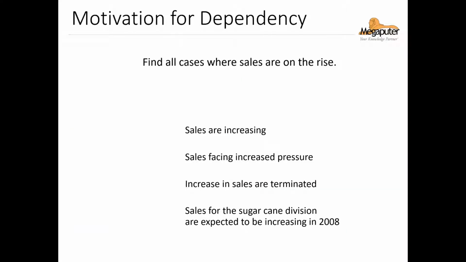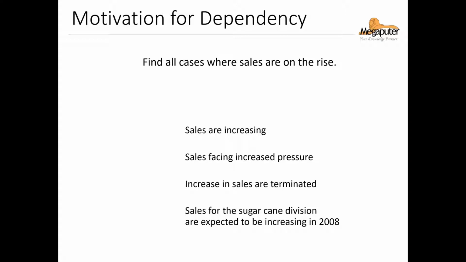So why do we need these functions in the first place? I've talked about proximity functions and how they might not work. Well, how can they not work? So here's an example. We have a few different pieces of text. Sales are increasing. Sales facing increased pressure, and so on.